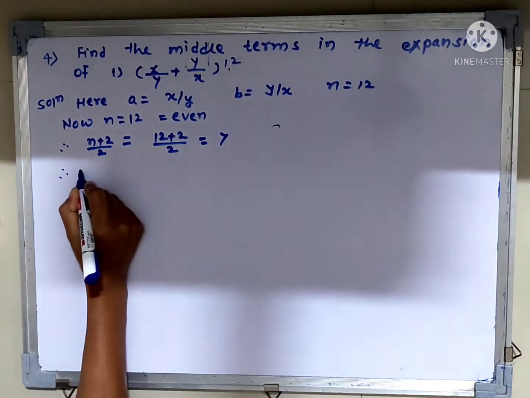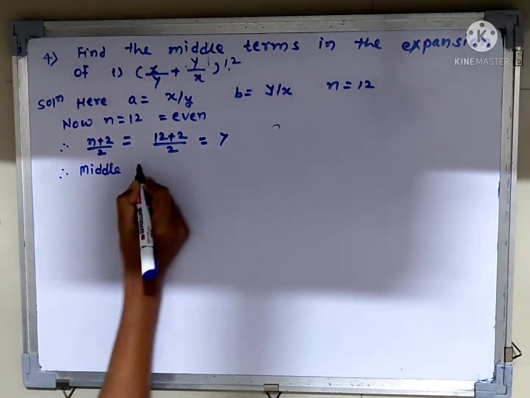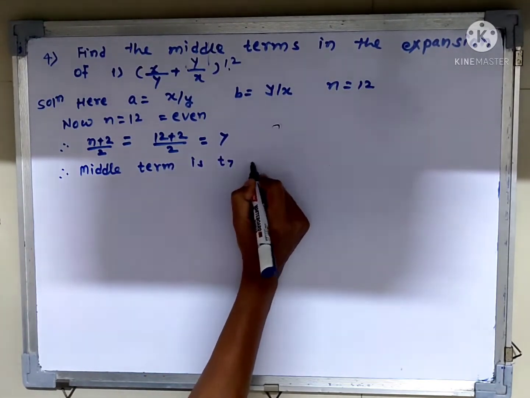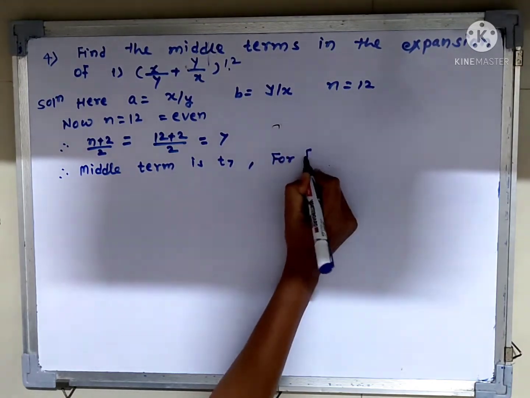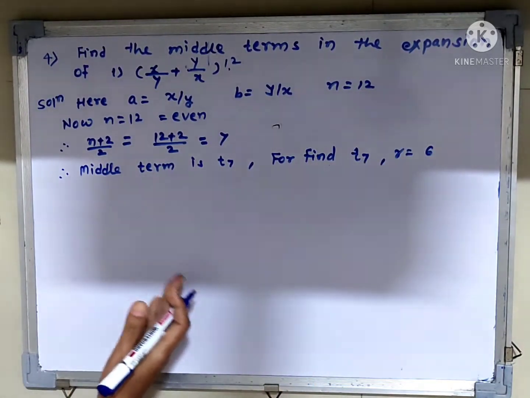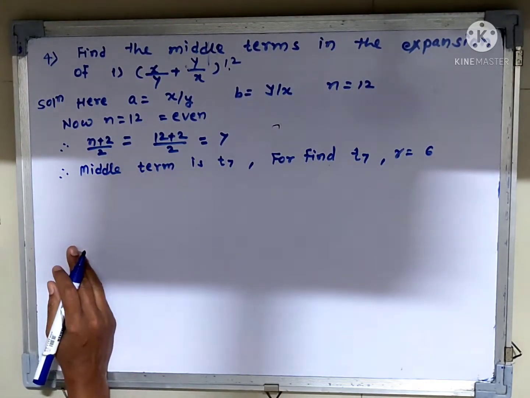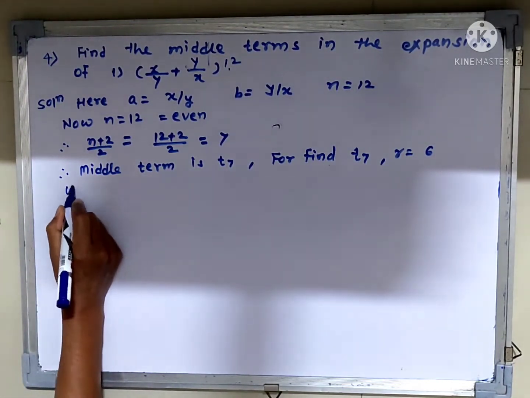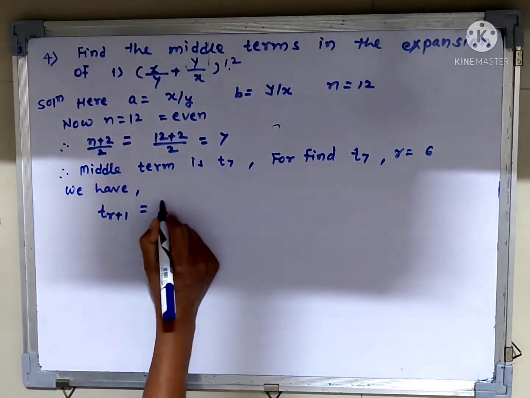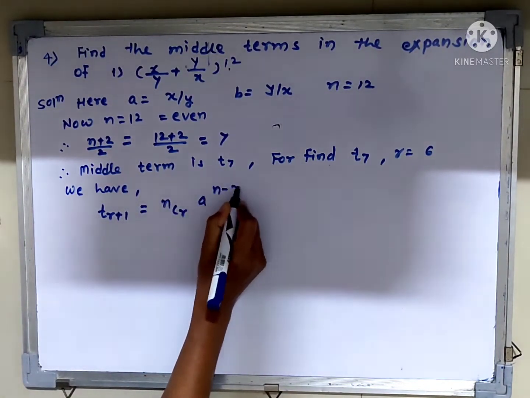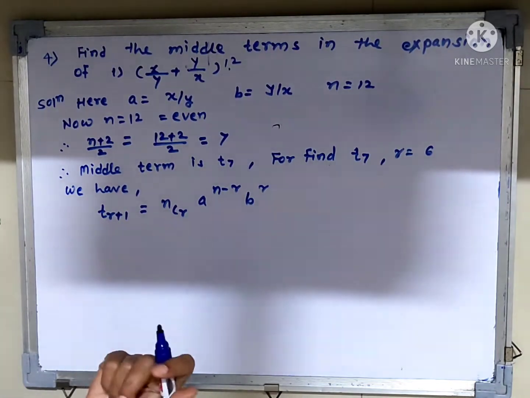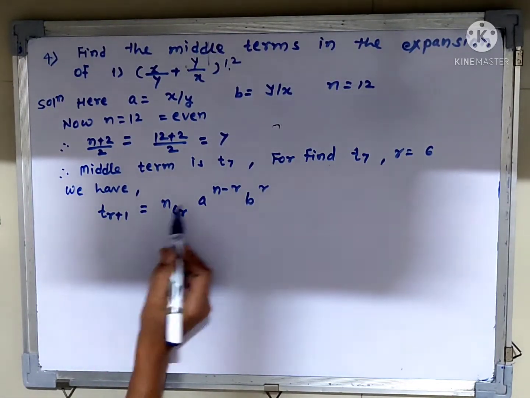Therefore the middle term is T7. For finding T7, r = 6. We have to use the general formula for finding the general term. We have T(r+1) = nCr a raised to n minus r, b raised to r. Now put the values here: r = 6, a and b as given, and n is 12.